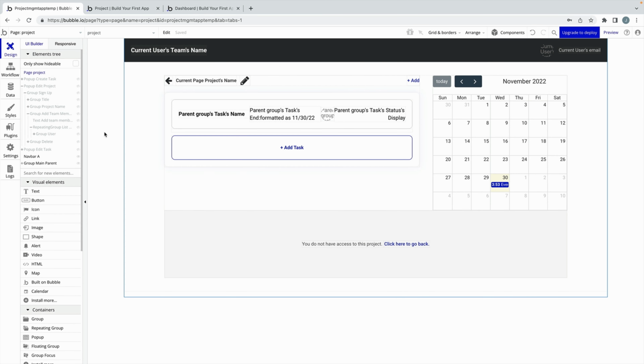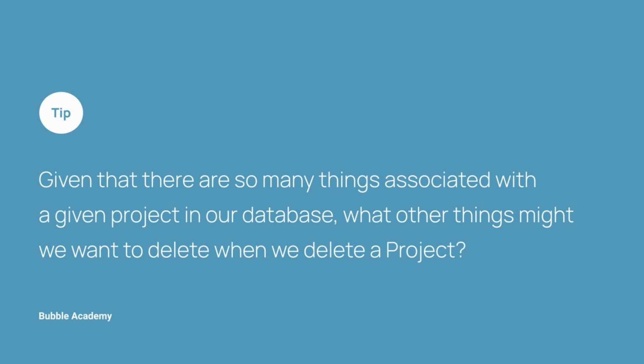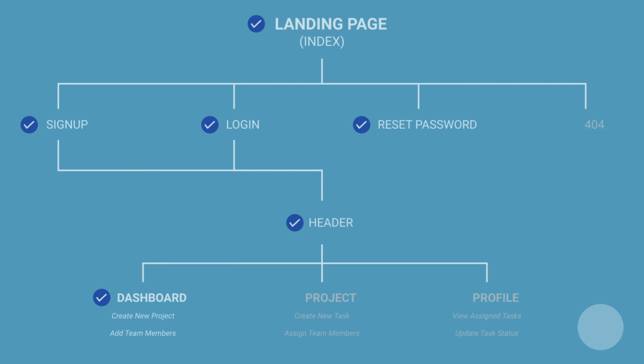This will be enough for now, but in all honesty, you may wish to take a bit more of an advanced look into the implications of deleting at a later time. When you do, consider this. Given that there are so many things associated with a given project in our database, what other things might we want to delete when we delete a project? And how would we go about doing that? You don't need to know the answer for now, but try to figure it out on your own. If not, we'll be sure to cover this later on.